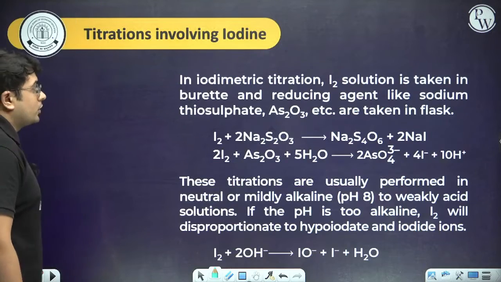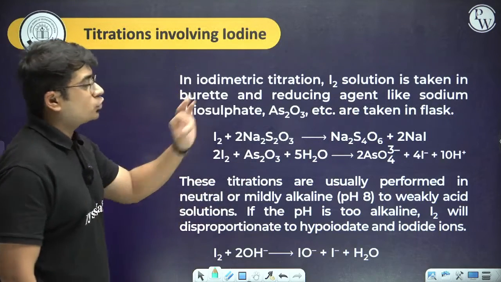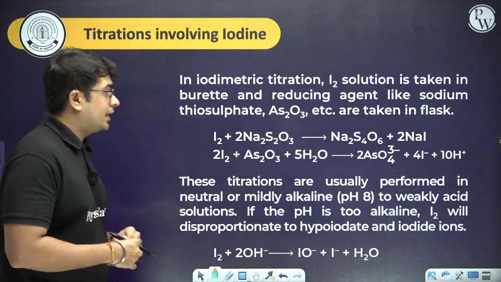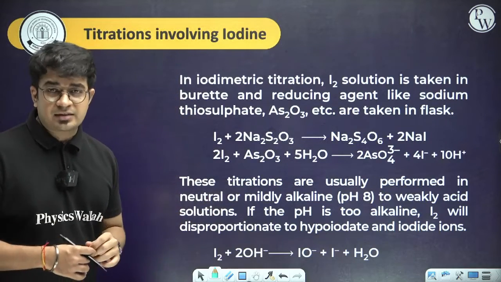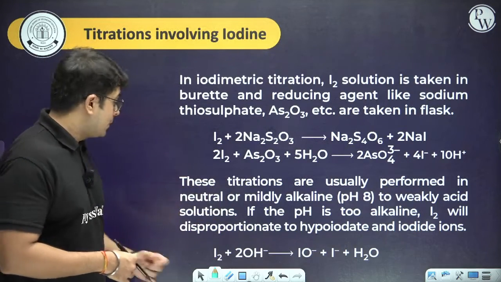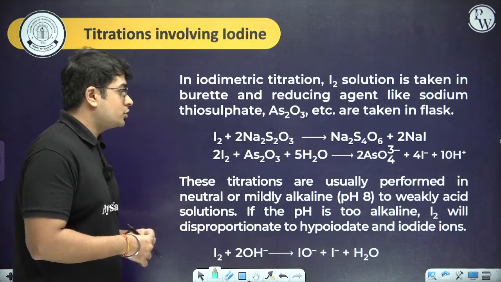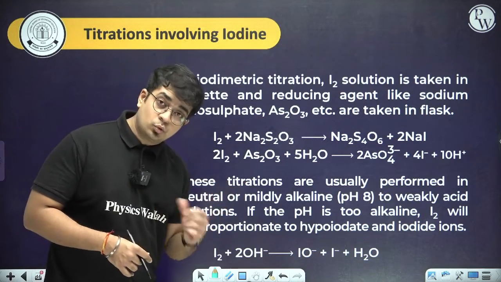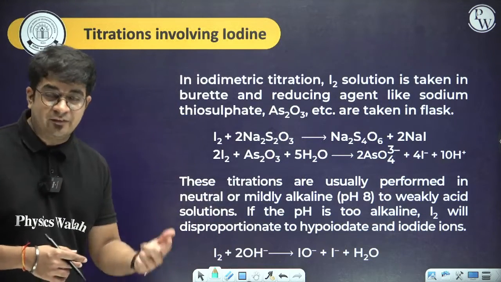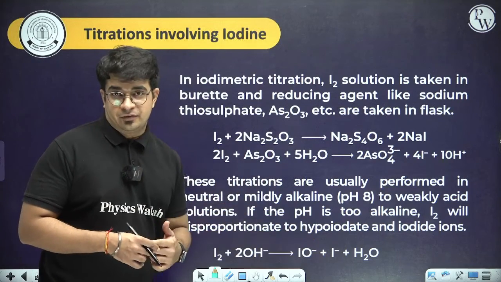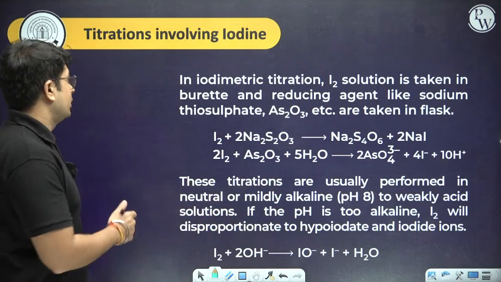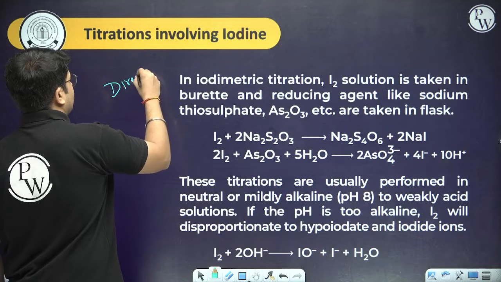Now you can see in iodimetric titrations, I2 solution directly is taken in the burette, and reducing agents like sodium thiosulfate or As2O3 are taken in a flask, and you can calculate their concentration. These titrations are usually performed in neutral or mildly alkaline to weakly acidic solutions. If the pH is too alkaline, then definitely I2 is going to disproportionate in highly basic medium into I- as well as IO-, which is hypoiodite ion. Okay, so that's why we use a neutral type of medium in this reaction. This is the direct reaction. This one is the direct titration.